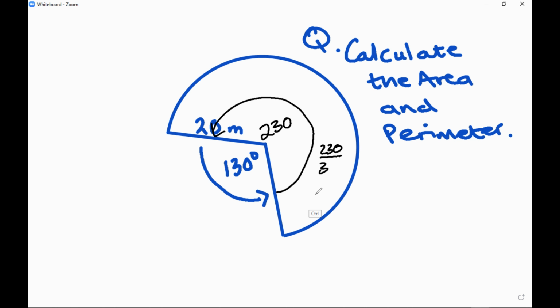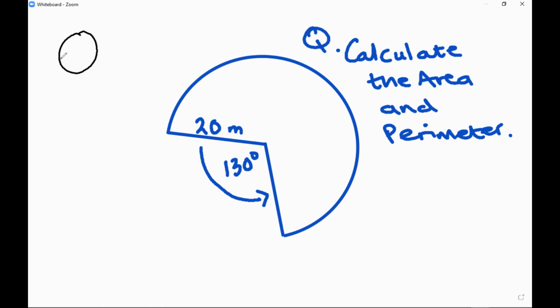That's the fraction there. If that's 23 out of 36, that means this side is 13 out of 36. So I've basically got a circle and I've got two parts. I've got 23 out of 36 and I've got 13 out of 36.